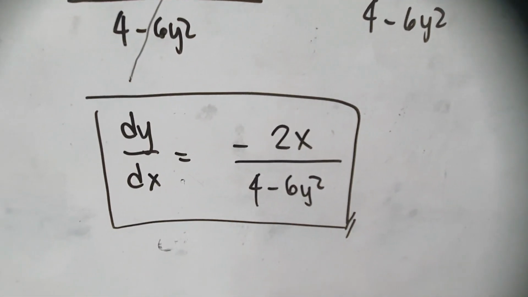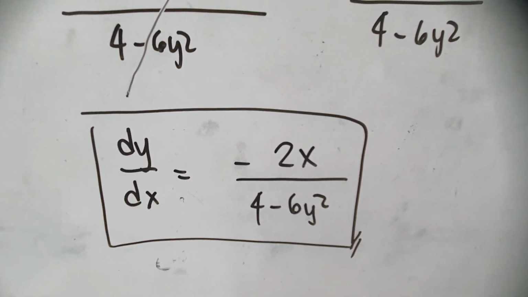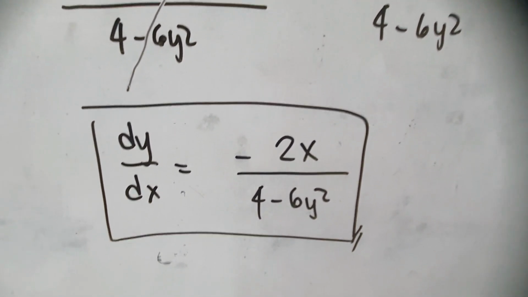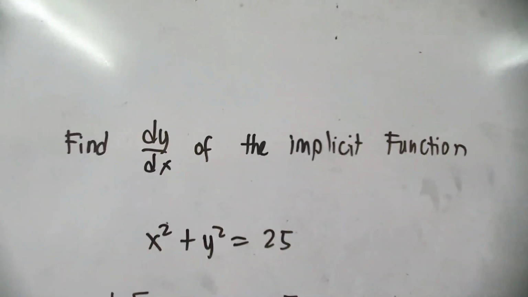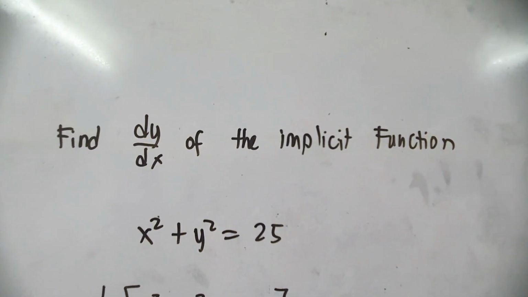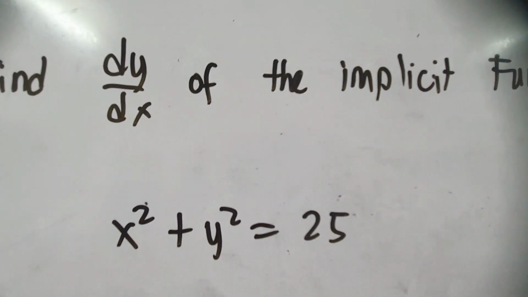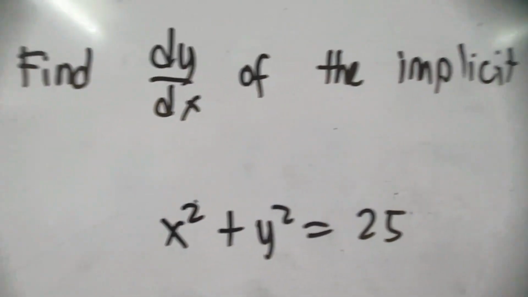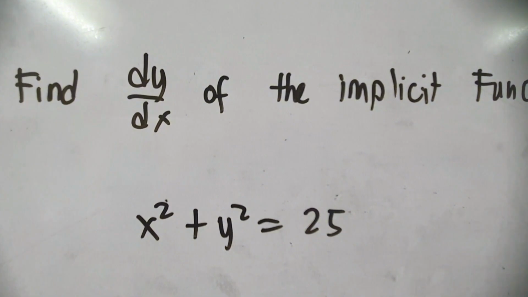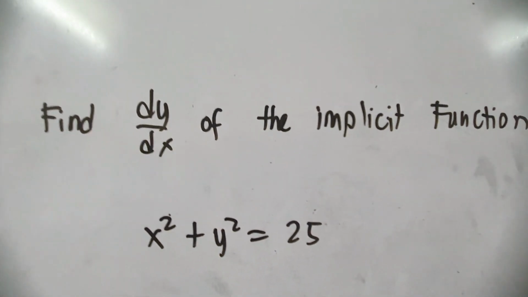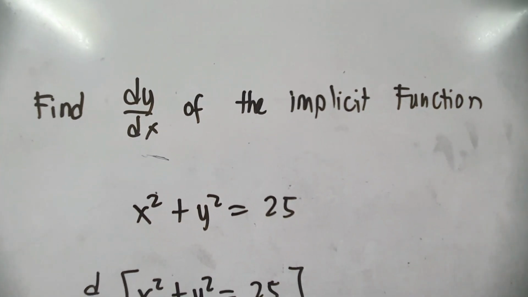So that is now equivalent to dy over dx as negative 2x over 4 minus 6y squared. Okay, so that is our result. Now how about this type of example? Find dy over dx of the implicit function. We have an equation of a circle. So this circle has x squared plus y squared equals 25. Find dy over dx of this function.